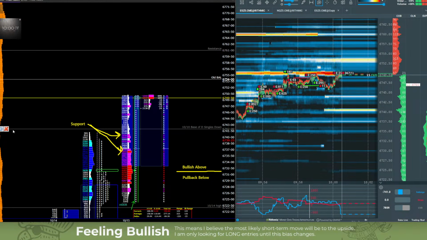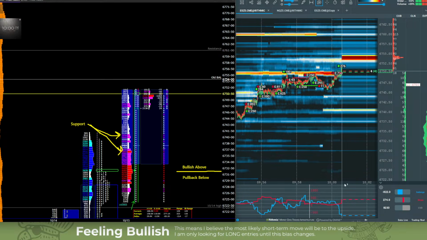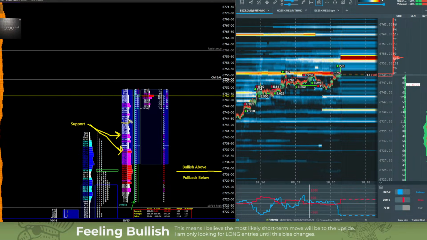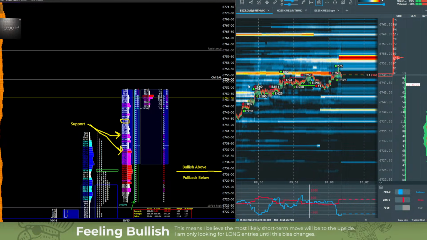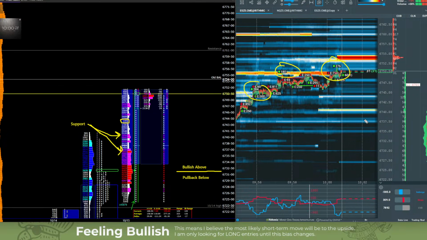Okay, we just created a poor high. That is bullish to see. And repaired it instantly. Still just squeezing those sellers. Lots of people giving up on their shorts.